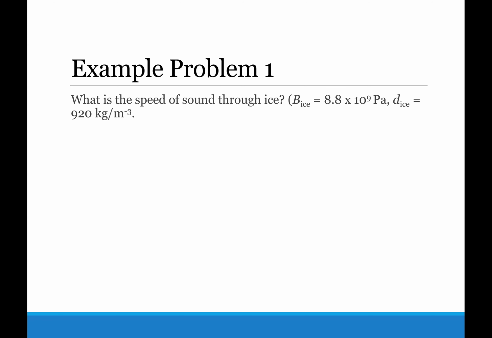Example problem 1 asks us for the speed of sound through ice, which is going to be c. And we're going to designate it as c sound because later you will see that there is also a c for light. So the speed of sound through ice, and then later we're going to calculate the speed of light in a different chapter. So we have two variables that they give us.